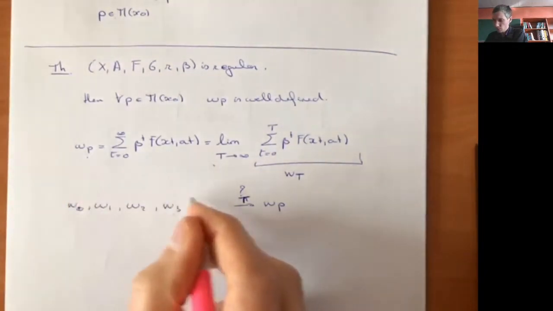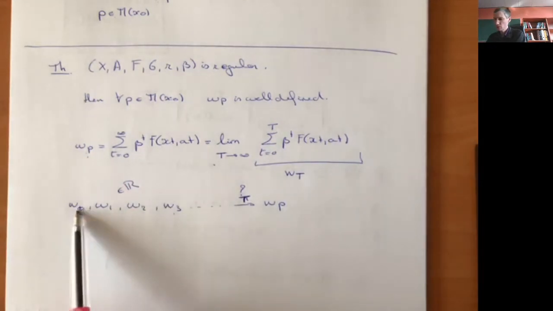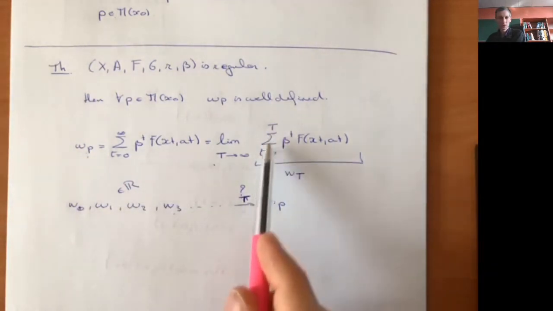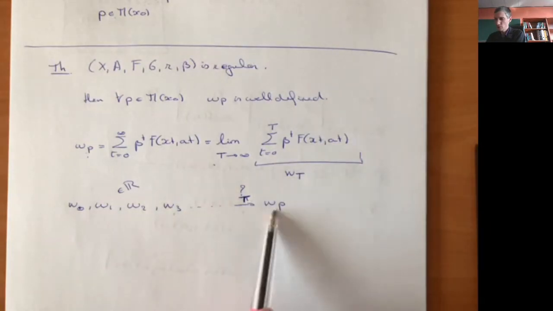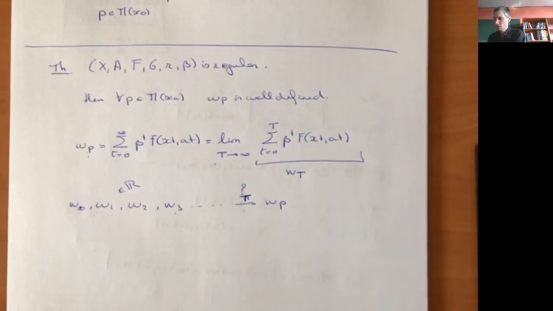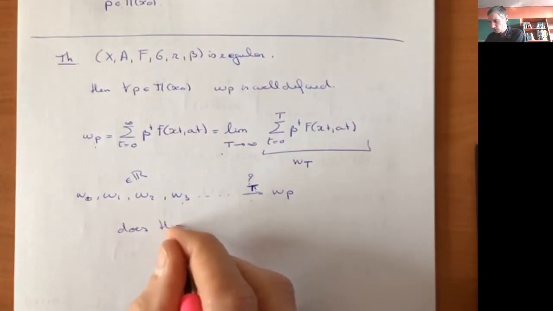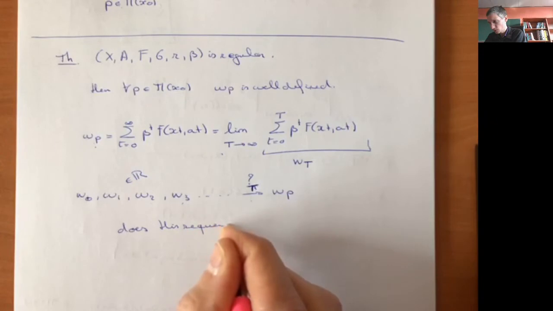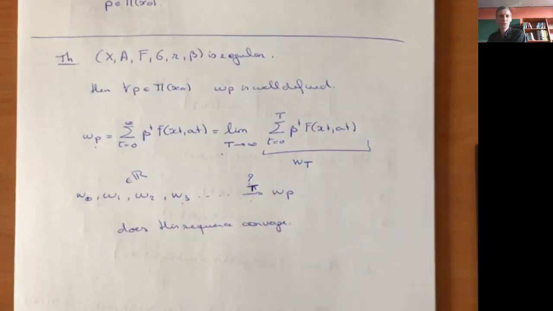So these are all numbers, right? So these are simply numbers in R. So here we have a sequence of numbers. So these are finite sums. And you hope that this converges to a number, okay? So does the sequence converge? That's basically the question that we try to answer. If the sequence converges, then this is well defined. So it's basically the same question.